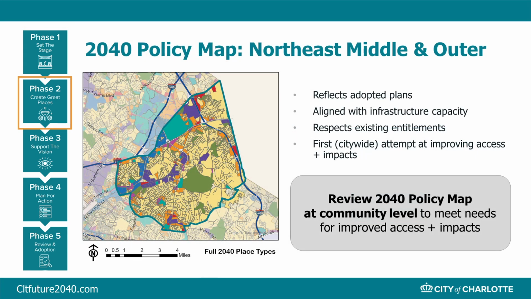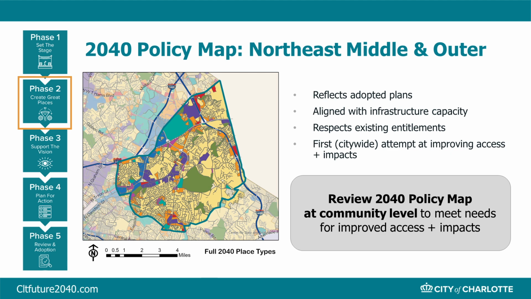In Phase 2, we'll review the place type designations within the 2040 policy map for this geography. These designations are based on guidance from the Comprehensive Plan and significant input from the community. They were applied citywide to ensure future growth is aligned with infrastructure capacity and distributed equitably. In this process, we'll look for opportunities to refine the place type designations to provide better access to amenities, jobs, and housing in your area.